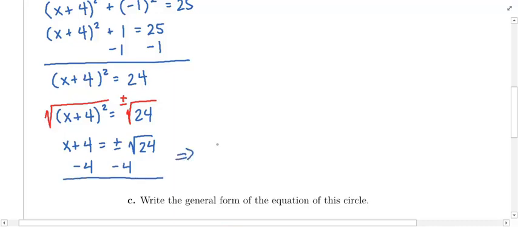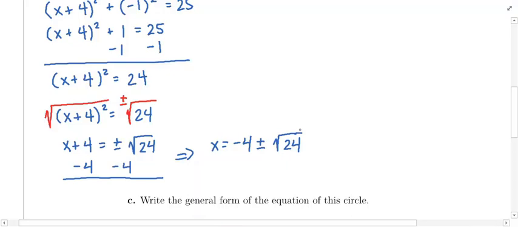And so this is going to tell us that x is equal to, I'm going to write the negative 4 first, plus or minus the square root of 24. These are going to be your x-intercepts. Notice you get 2 of them, and that's what we expected from the picture.